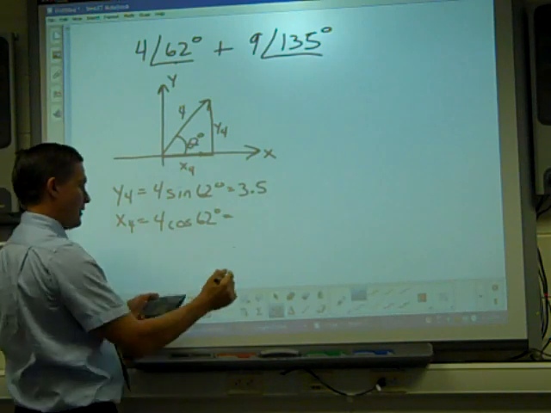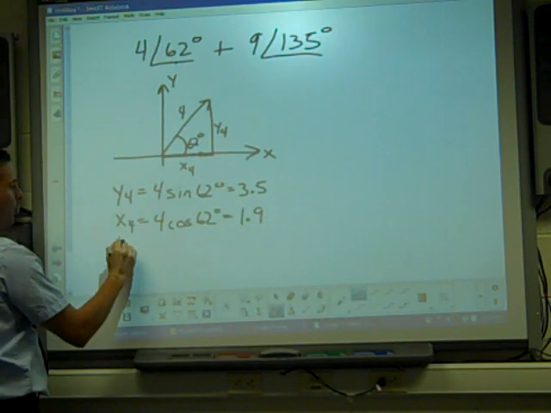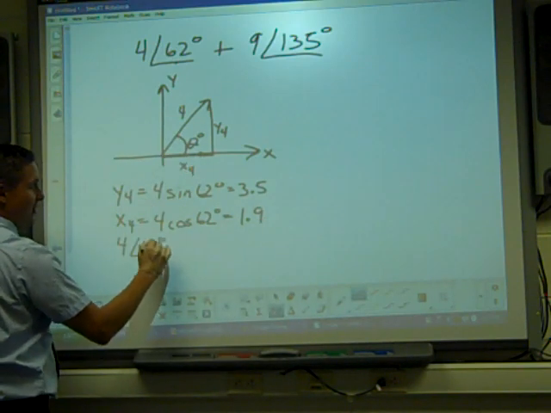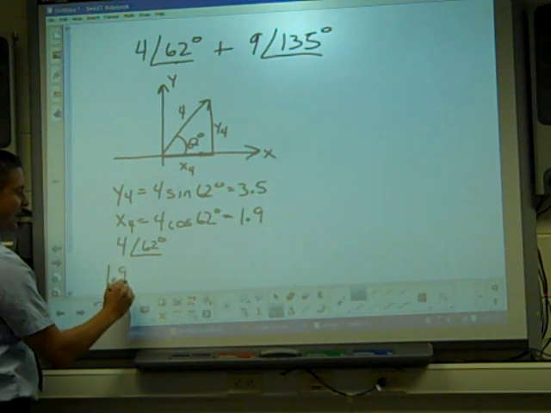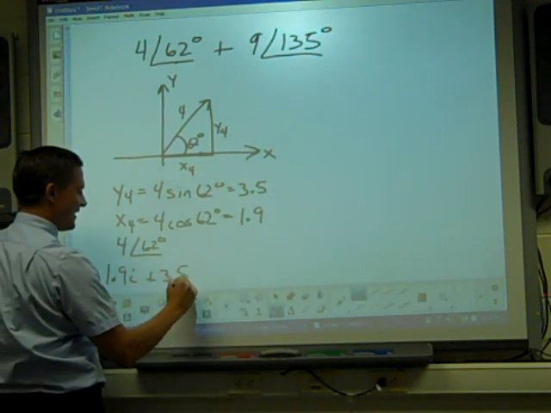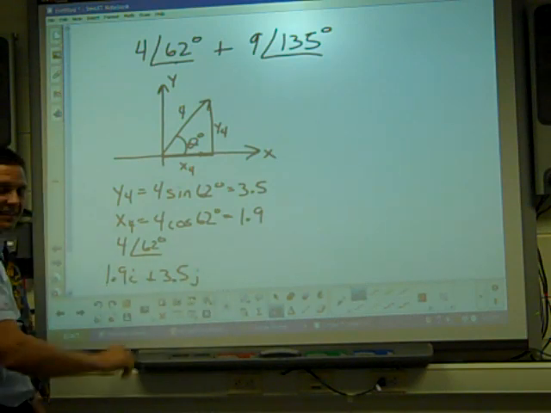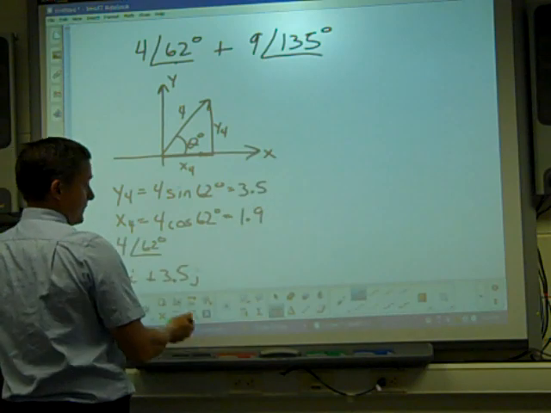And this is 1.9 units. I can represent 462 degrees as 1.9 in the x direction, which we use as i, plus 3.5 in the j. And again, this is not an imaginary number, because i and j indicate an axis. All right, so here we are.